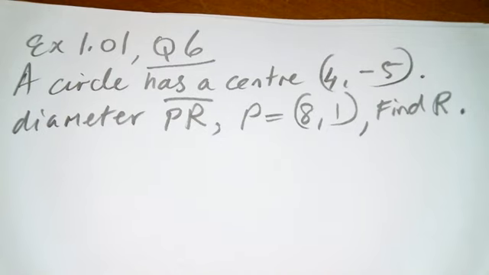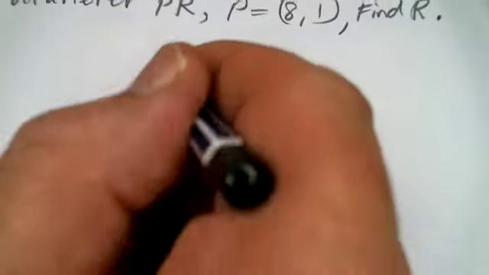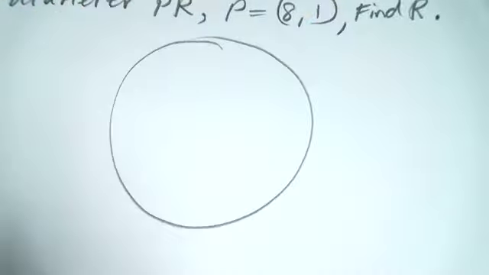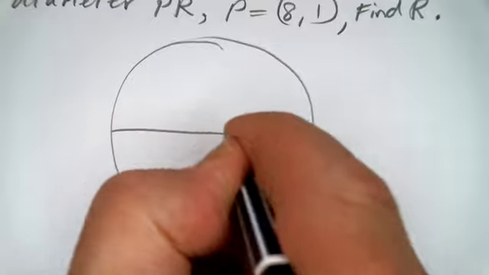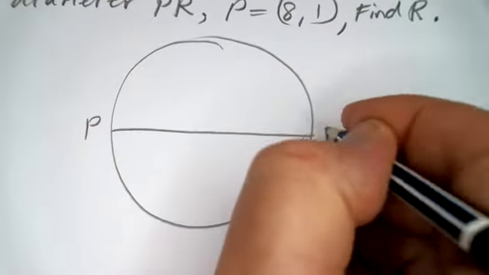Exercise 101, question 6. I love this question. A circle has a center of (4, -5), a diameter of line PR, where P is (8, 1), and we defined R. So again, writing this up extremely crudely: a circle of some sort, a line going through the circle, that's the diameter, we'll call it P and R.